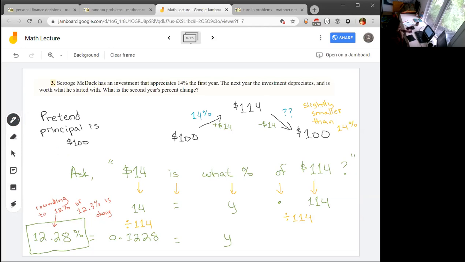So this is an unfortunate lesson about investing. For his money to go up, there had to be a 14% improvement, right? The economy was doing well, good news was happening in his investing. To come back to where he started, he only needed about 12% of bad news, because the higher amount meant that the same change was a lower percentage.